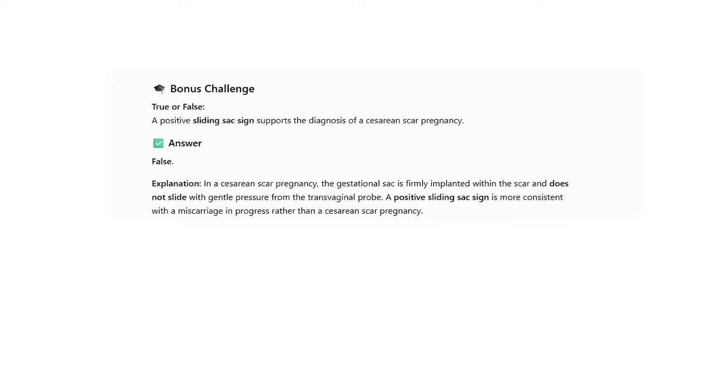So the bonus question, true or false: a positive sliding sign suggests the diagnosis of a cesarean scar ectopic pregnancy? The answer is false. In a cesarean scar pregnancy, the gestational sac is firmly implanted within the scar and does not slide with gentle pressure from the transvaginal probe. A positive sliding sac sign is more consistent with a miscarriage in progress rather than a cesarean scar pregnancy.